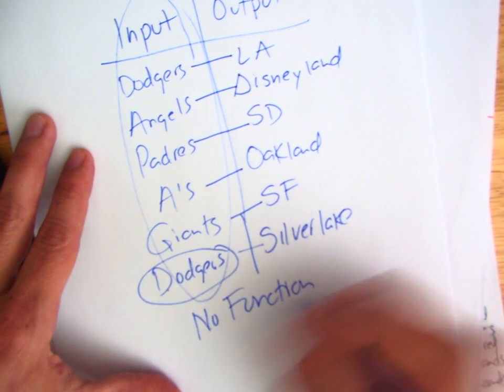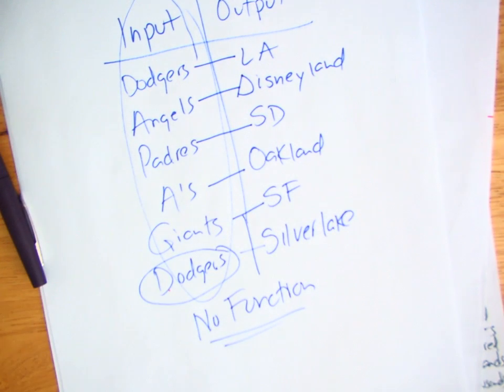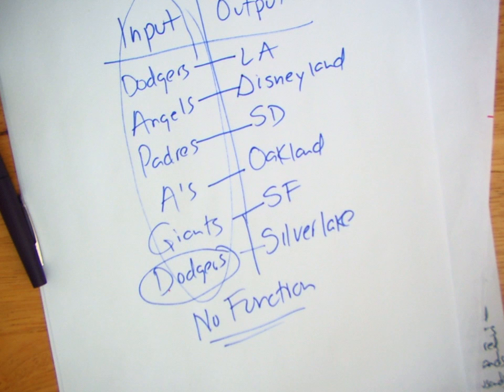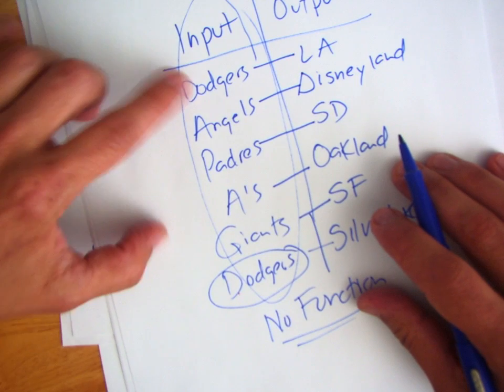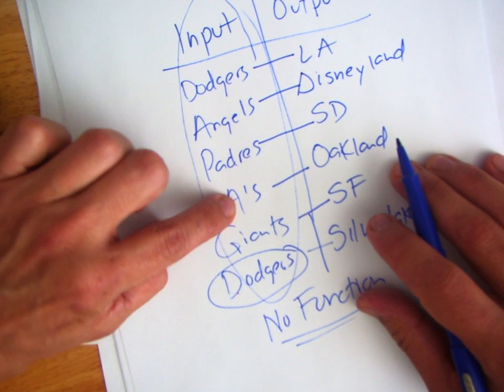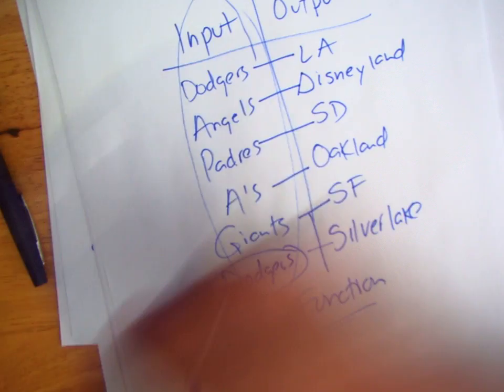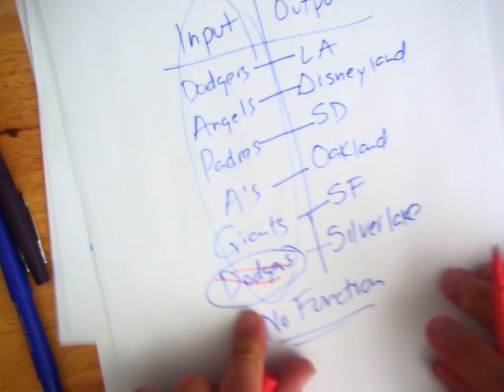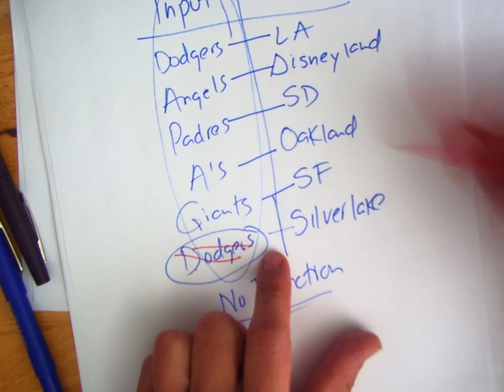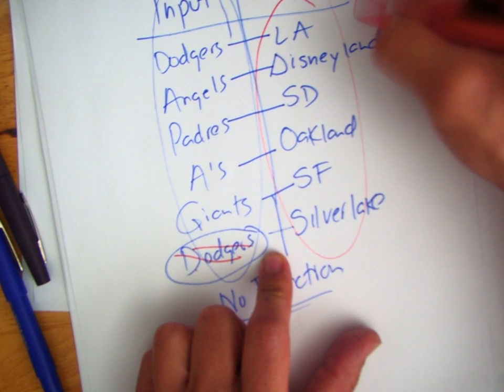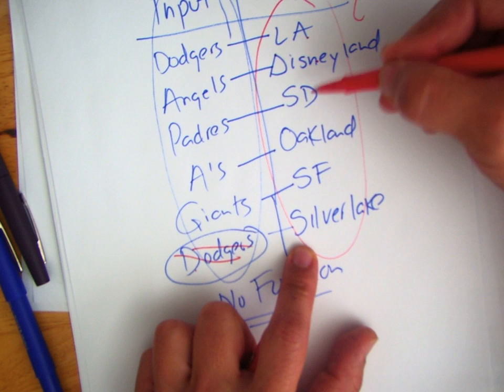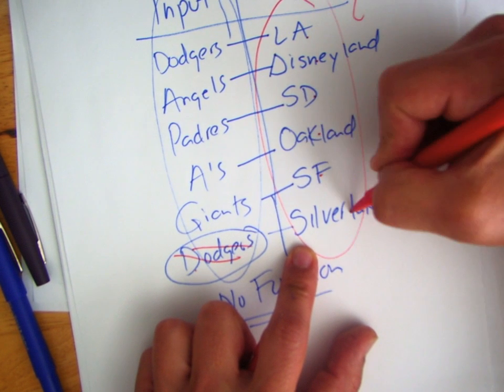Now, what about the range? So now the domain is Dodgers, Angels, Padres, A's, Giants, all in set notation, but do not put Dodgers again. And then what about your output? Set notation, and you're going to write LA, Disneyland, San Diego, Oakland, San Francisco, Silver Lake.